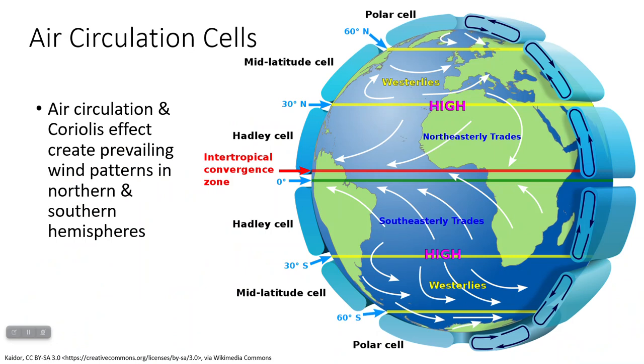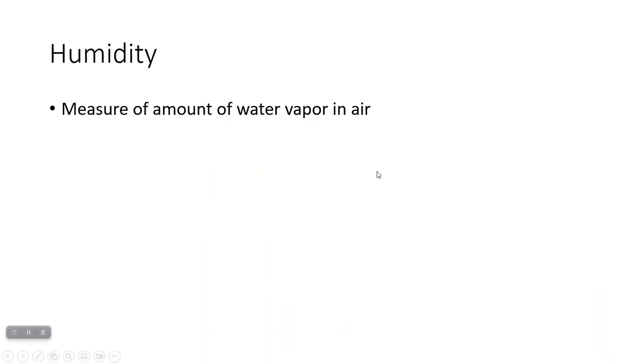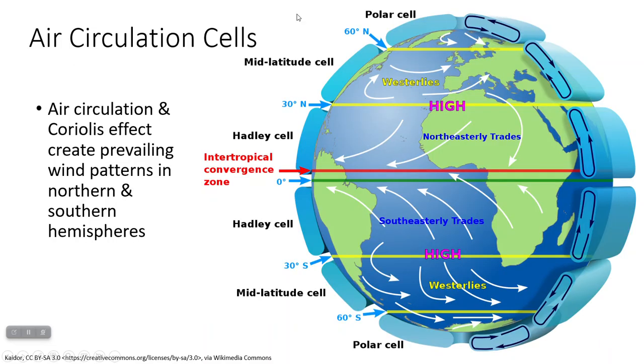So these air circulation cells: here we have a Hadley cell, Ferrel cell, and a polar cell. Because of the Coriolis effect, you don't actually have air moving straight from, say, this 30-degree north line to the equator. Instead, it's going to be deflected, if you remember. And so that's going to cause these prevailing wind patterns.